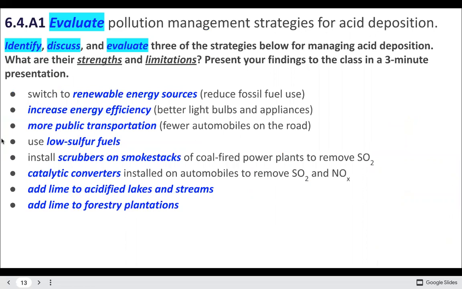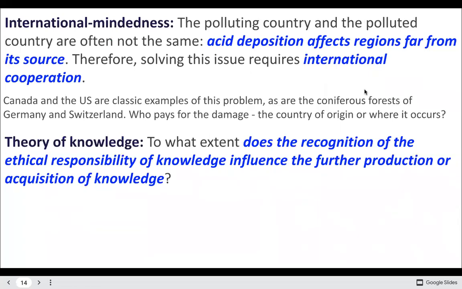Some skills and applications include evaluating pollution management strategies. There's some great examples from the book that are posted on the 6.4 website, so you should check that out. And international mindedness is referenced throughout.